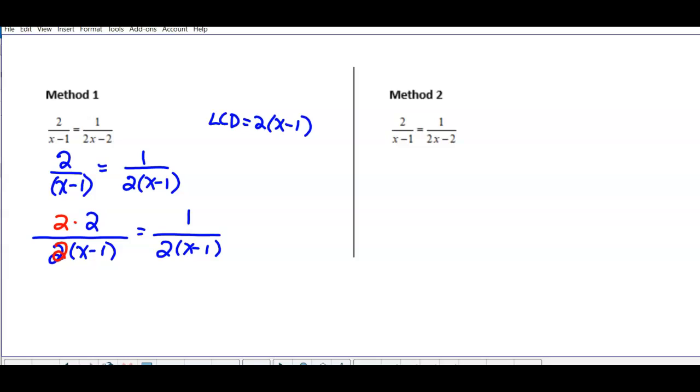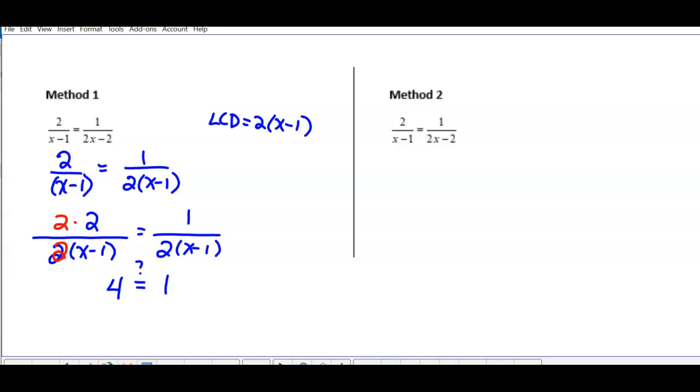Okay, now your denominators are the same, and so really what that's saying is 4 equals 1. Is 4 equal to 1? No. There's no x's there. So no matter what you put in for x, there's no way you can make 4 equal to 1. So you simplify this down as much as you can, to the number.